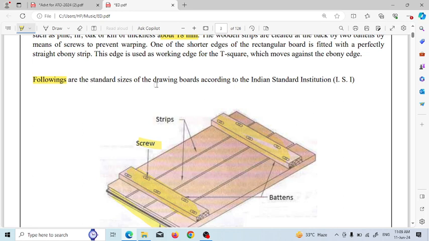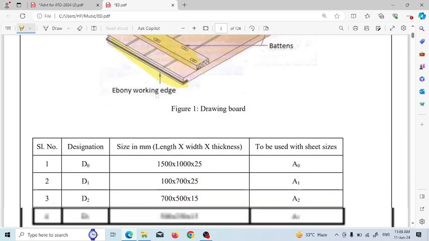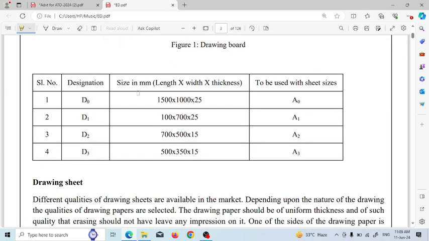First, the following are the standard sizes of drawing board according to the Indian Standards Institution (ISI). So what are the standards of the drawing board? The first is designated D0, which is length 1500, width 1000 mm and thickness 25. This is used for A0 sheet. What is A0? A1, A2, A3, A4? We have to discuss later. So these are the sizes we can fit for A0 size sheet.